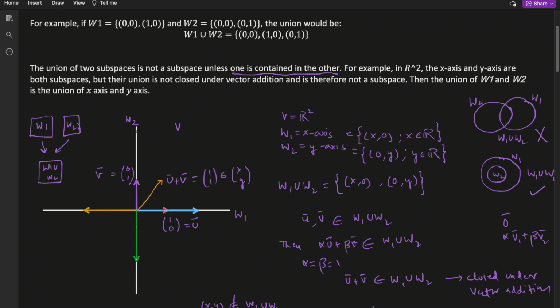And that's why in this case, for W1 and W2, that is the x-axis and y-axis, the union of these two subspaces is not a subspace, because we are missing the vectors lying in the first, second, third or fourth quadrant.